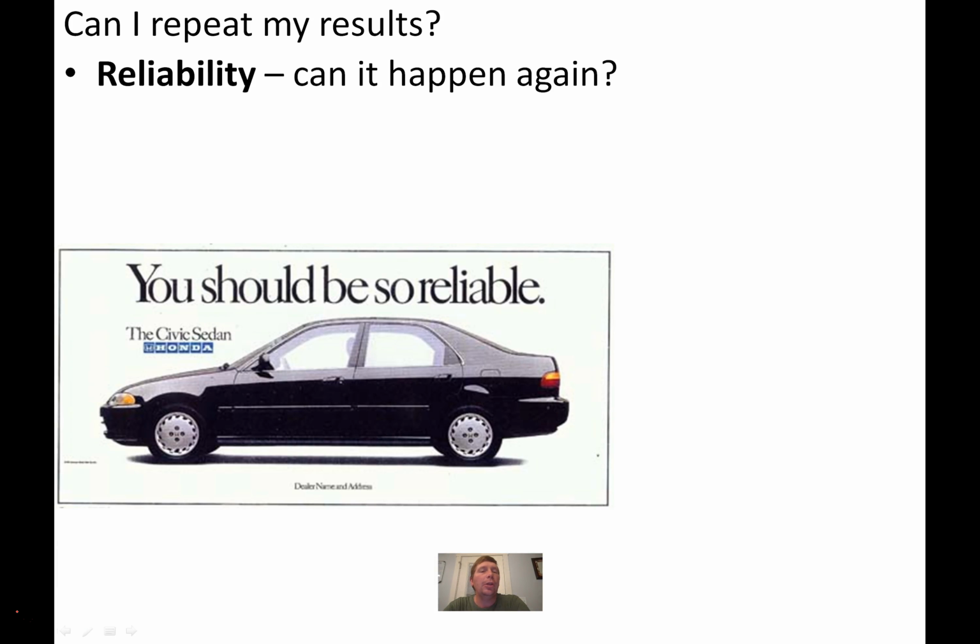And we have a term for this. We call this reliability, okay? And a good way to think about reliability is, can it happen again? That if you do this, something will always happen over and over and over again.